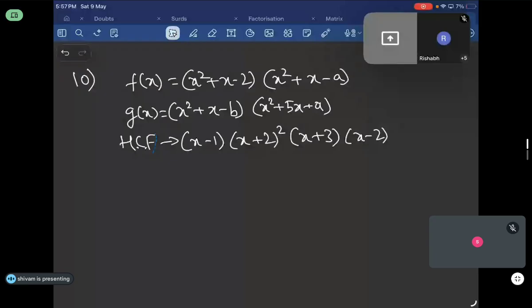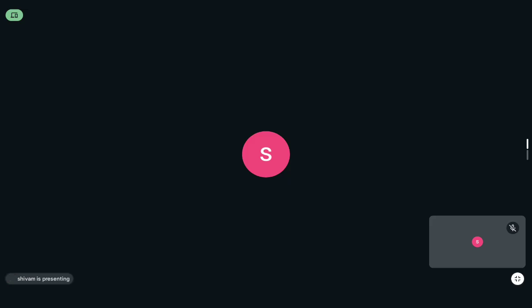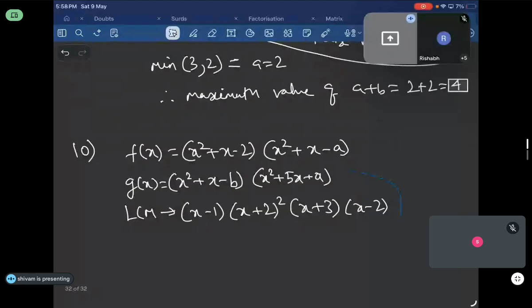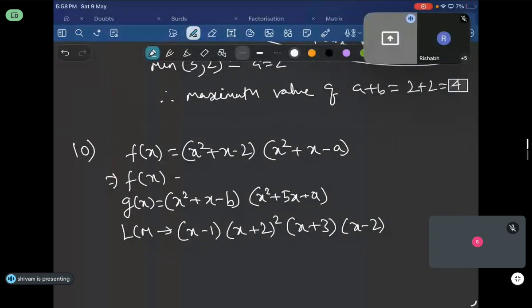Okay, so I've got LCM, I've got f of x and g of x. Pay attention everyone. How will I start? See, first of all, x square plus x minus 2, I can factorize it, yes or no? After factorization, what will I get? f of x will be equal to x plus 1 into x minus 2. Or x minus 2 into x plus 1, I guess, right? No, x plus 1 into x minus 2.